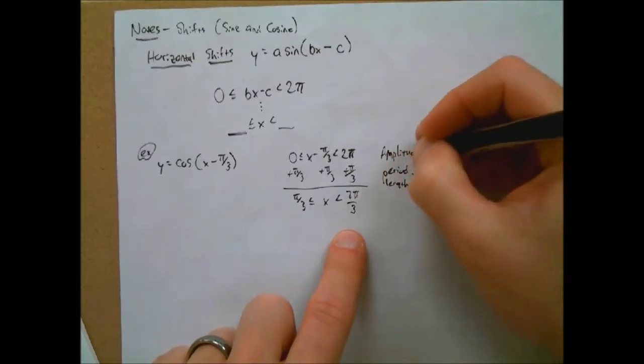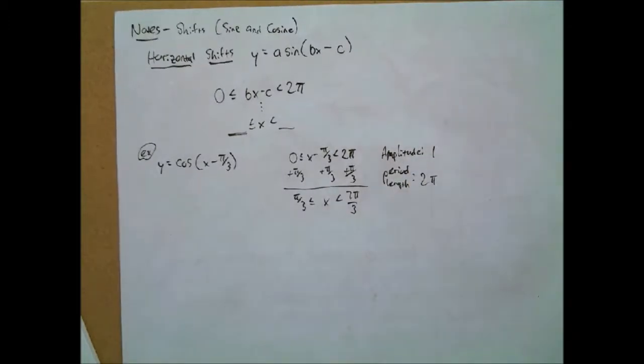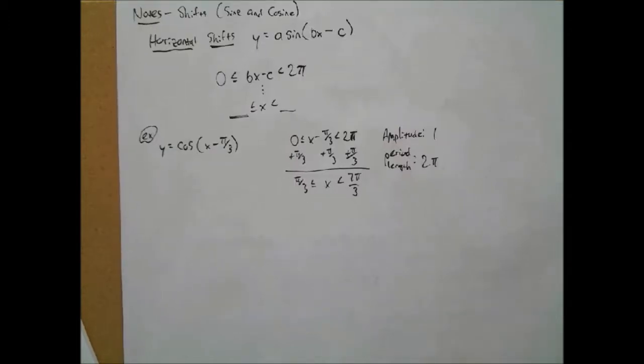1, right? Just 1. Okay, so again, characteristics we want to be able to identify. Again, we could identify the domain here. The domain would, of course, still be all real numbers, right? The range, negative 1 to 1, because the amplitude didn't change. Stuff like that. Characteristics we still want to be able to evaluate or identify here.